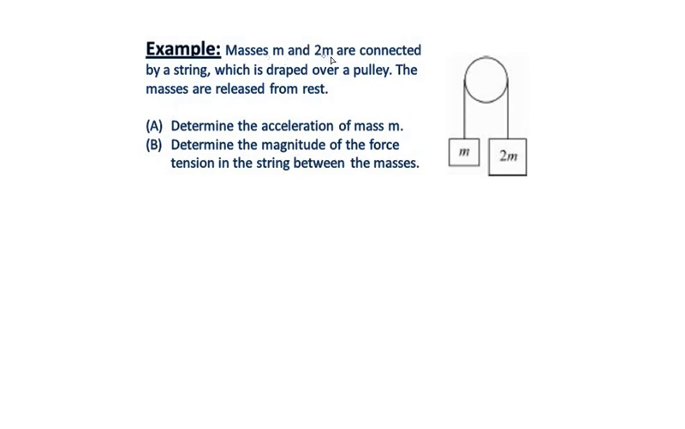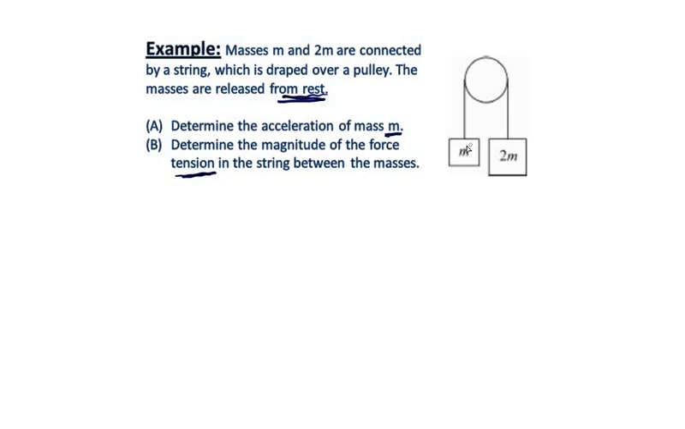Masses M and 2M are connected by a string, which is draped over a pulley. The masses are released from rest, so they will move according to their weights. Determine the acceleration of mass M. Then we need to determine the magnitude of the force of tension in the string between the masses.